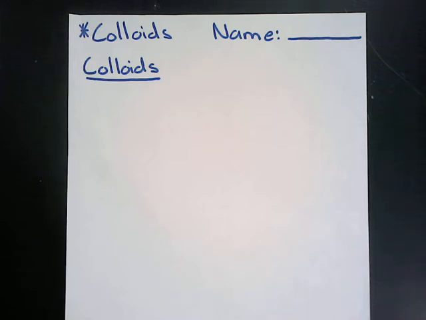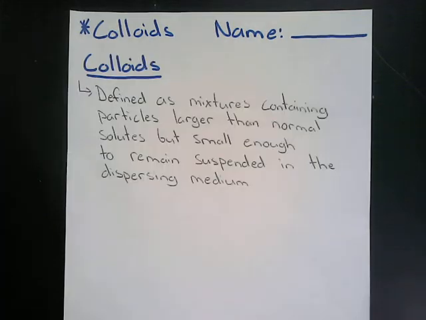So we start out here with colloids, and we get to the definition. Colloids are defined as mixtures containing particles larger than normal solutes, but small enough to remain suspended in the dispersing medium. Now these colloids can be any state of matter, so they can be solids, liquids, or gases.